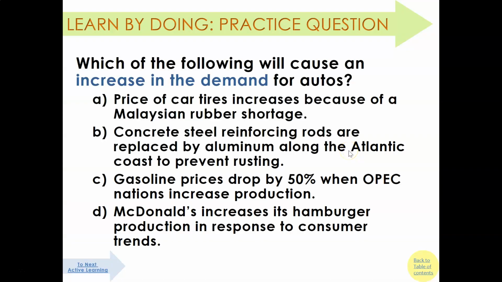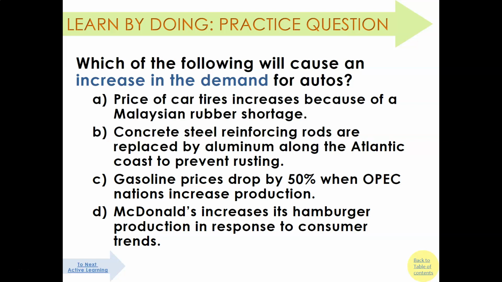Which of the following will cause an increase in the demand for cars? The price of car tires increases because of the Malaysian rubber shortage. Concrete steel reinforcing rods are replaced by aluminum along the Atlantic coast to prevent rusting. Gasoline prices drop by 50% when OPEC nations increase production, or McDonald's increases its hamburger production in response to consumer trends.